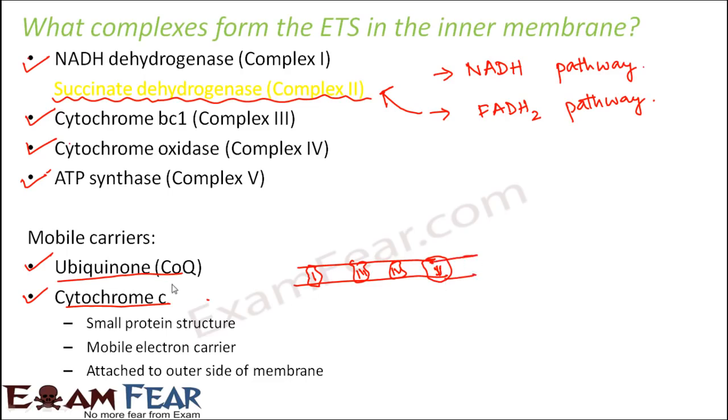Now when you talk about these mobile carriers, ubiquinone is present between complex 1 and complex 3. So it is located like this. Again, cytochrome C is located between 3 and 4, and it is located towards the outer side of the membrane. Somewhat like this. So this is how things are arranged. All these electron carriers are arranged on the inner membrane of mitochondria, so they are all set to carry or transfer the electrons from one to the next.